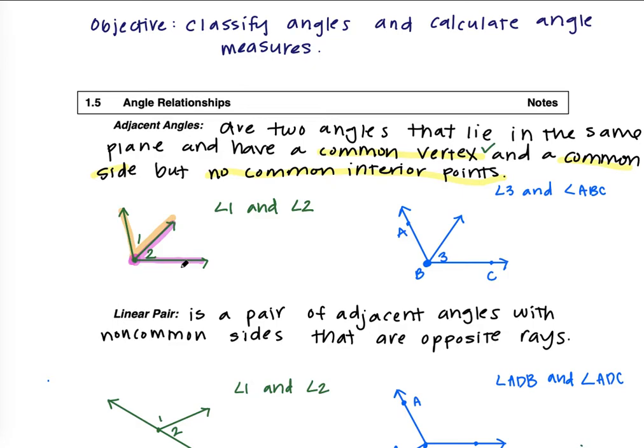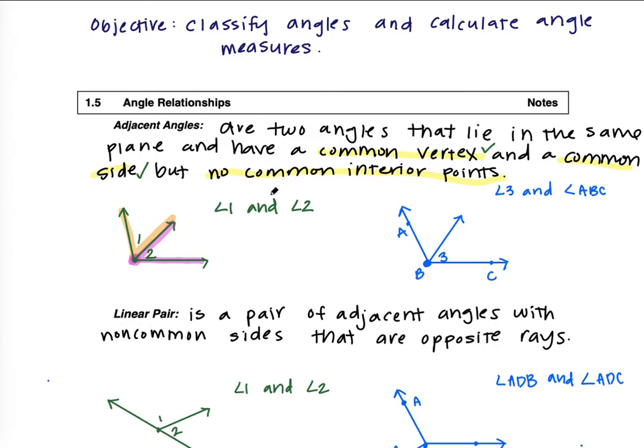Now let's check to see if they have a common side. Let's look at that middle side, right? This middle side right here is both orange and pink because it's a part of both angle 1 and angle 2. So that is also true. The two angles have a common side.